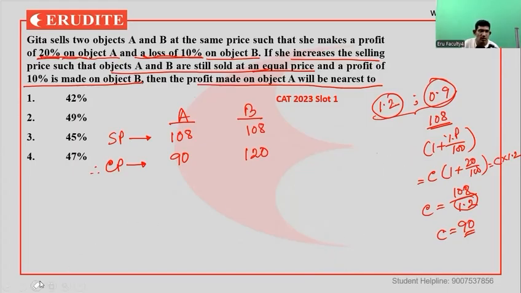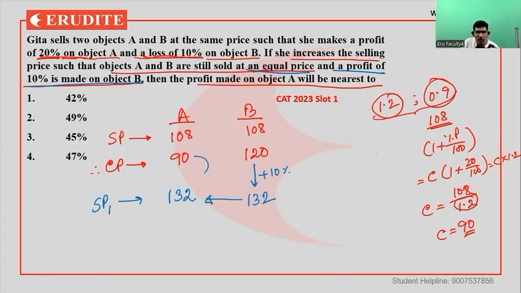Now the question says, if A and B are still sold at an equal price and a profit of 10% is made on object B, what's the new selling price? On B, you are selling at a profit of 10%. That will be simply 120 plus 12, which is 132. And A is also sold at the same selling price, which is 132 itself.